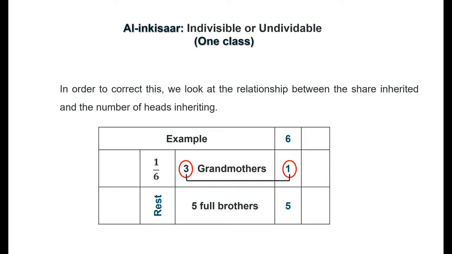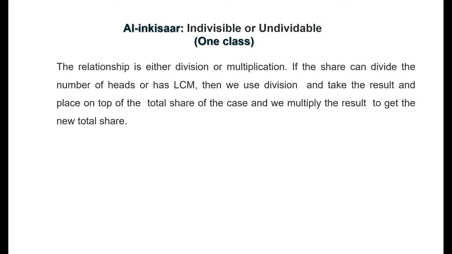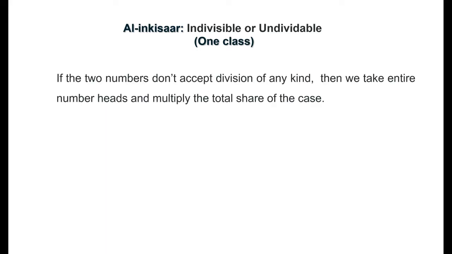In the example, we have here 3 grandmothers inheriting 1 share. We look at the relationship between the number 3 here, the number of heads, with the share that they are inheriting. The relationship is either division or multiplication. If the share can divide the number of heads or has LCM, then we use division and take the result and place it on top of the total share of the case. And we multiply the result to get a new total share. If the two numbers don't accept divisions of any kind, then we take the entire number of heads and multiply the total share of the case.